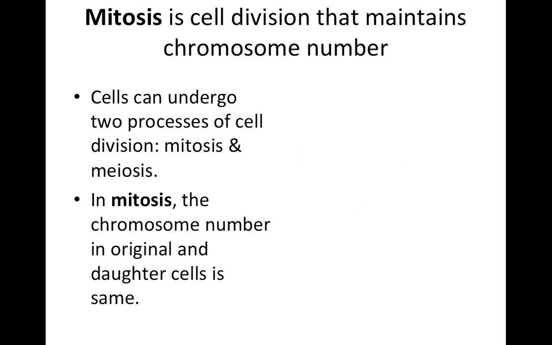So we're now going to talk about two different forms of cell division. The first form is called mitosis, and this is cell division that maintains the chromosome number. The other process that cells can go through is called meiosis. We will talk about that next. In mitosis, the chromosome number in the original cells and the daughter cells stays the same.